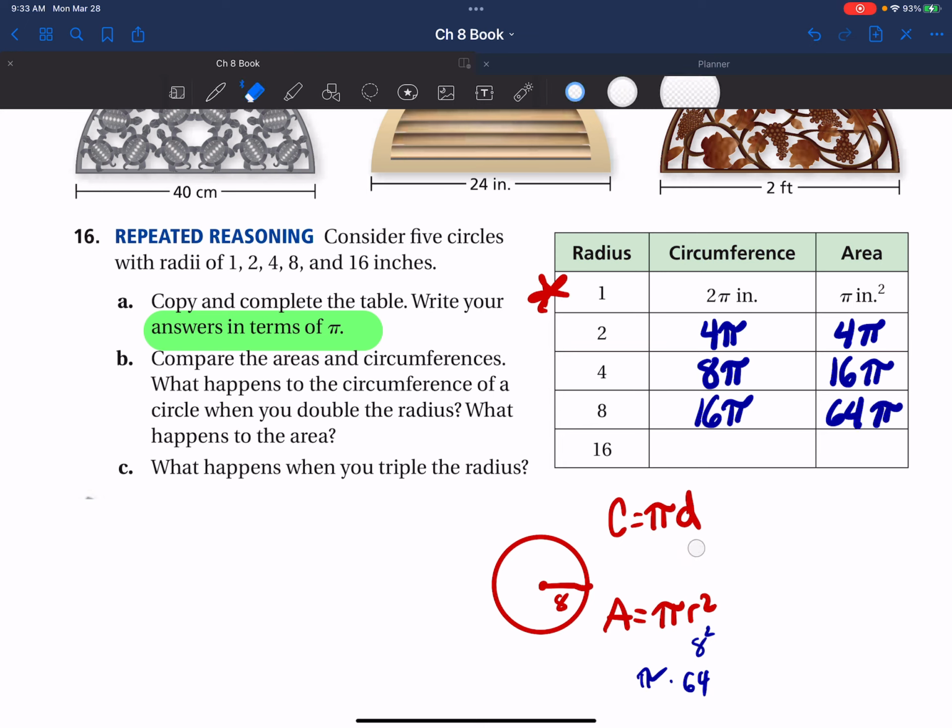Okay, and now we've got one last one. It says this one has a radius of 16. So now let's go do our circumference first. That would be pi times, now I need the diameter. If half of it is 16, 16 times 2, or 16 plus 16 is 32. So this would be 32 pi. And now down here, I've got 16 as the radius. 16 times 16 is 256 times pi. So it'd be 256 pi.